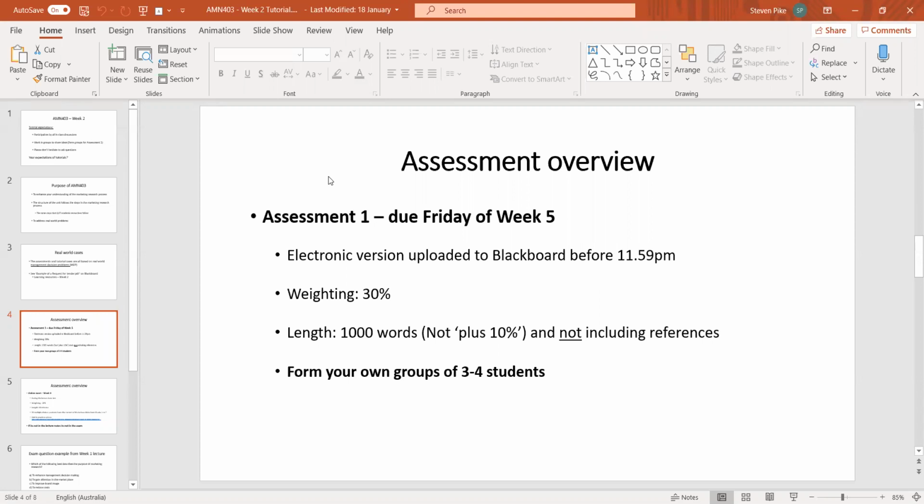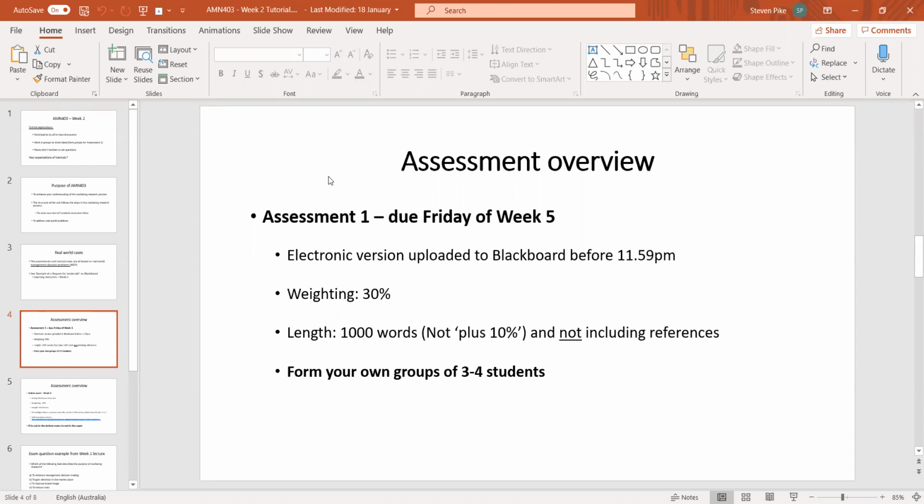This assignment is worth 30%. It's only 1,000 words, which is about 2.5 pages. So 1,000 words, not plus or minus 10%, but 1,000 words maximum. We want you to write succinctly, and the word count doesn't include the references.